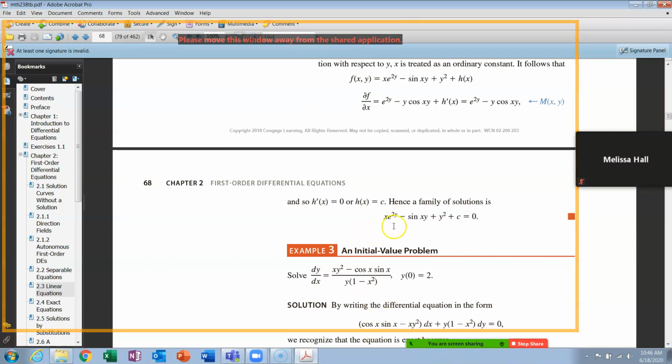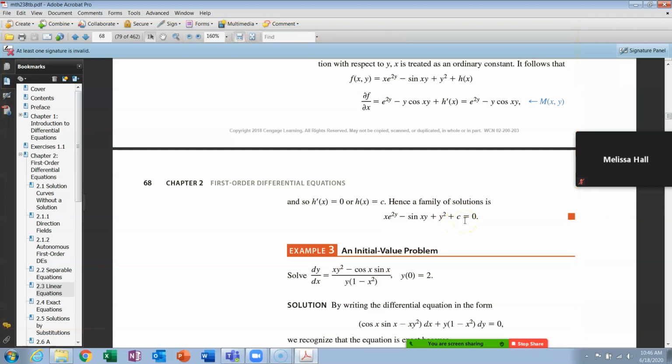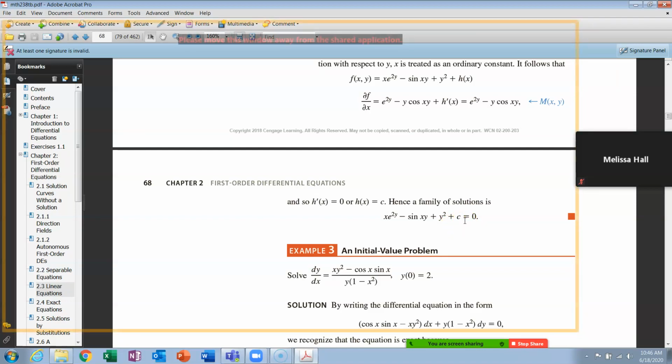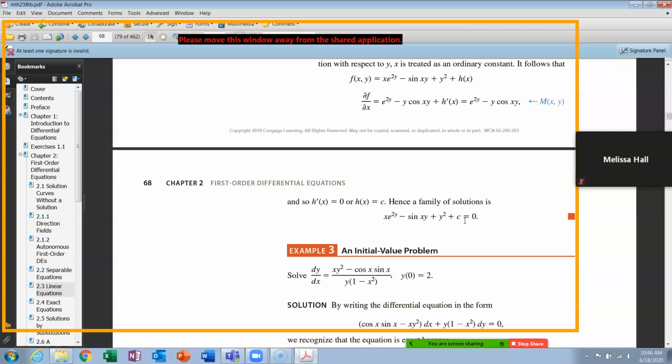x e to the 2y minus sine xy plus y squared. They put plus c equals 0. I put equals c. It doesn't matter which way you put it. Why they changed it, I'm not sure. Oh, probably because they did it the other way. It doesn't matter how you do it. And I think that's exactly the answer we got.